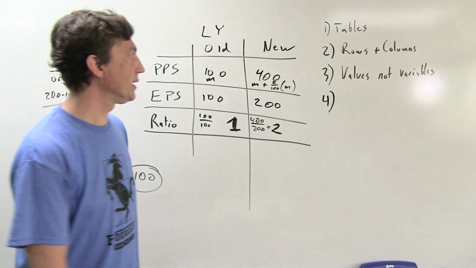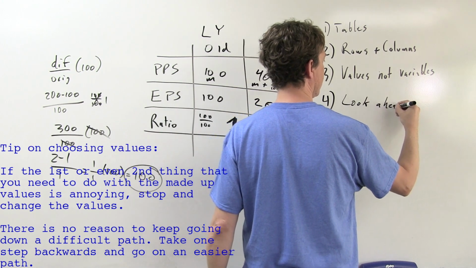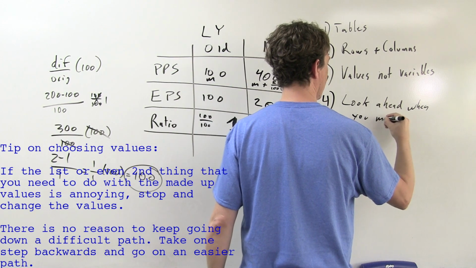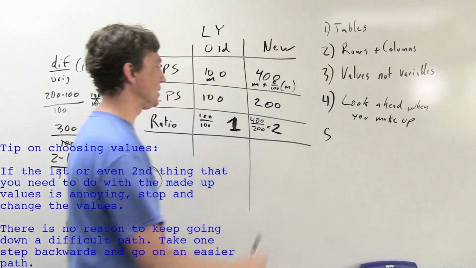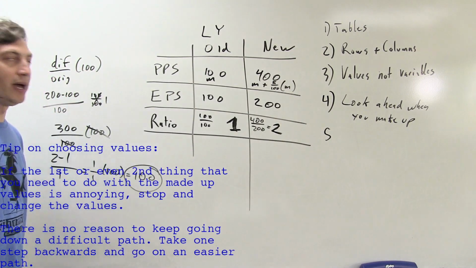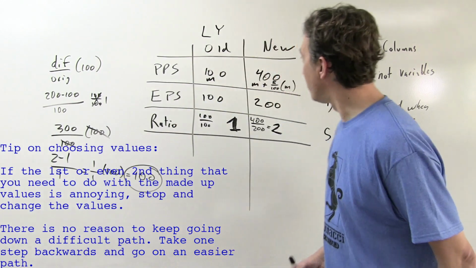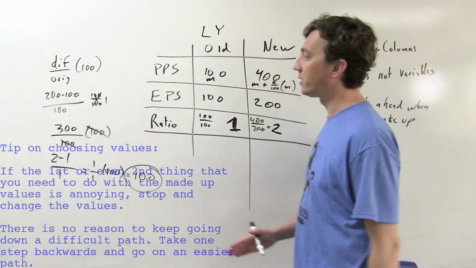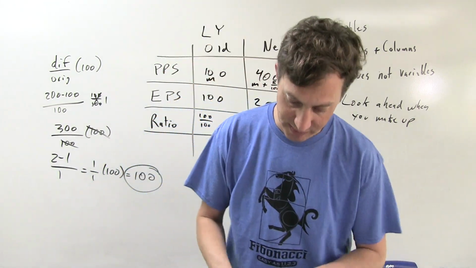Next tip, look ahead when you make up values. We made up values that got us to this nice, easy to work with ratio of 2. And if we'd chosen other values, it might have made our life harder rather than easier. We also made sure we got values for K and M, like 100 and 300, that weren't that bad when we had to plug them back into answer choices.